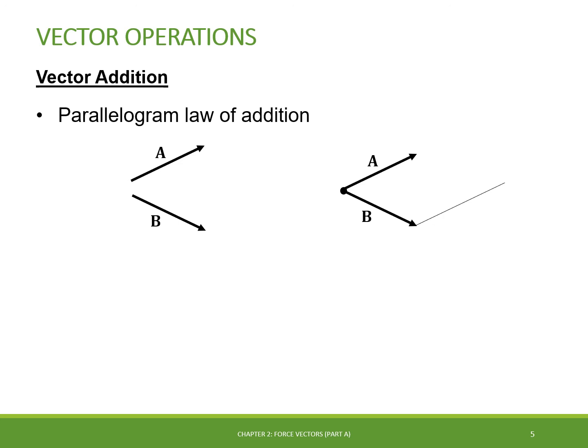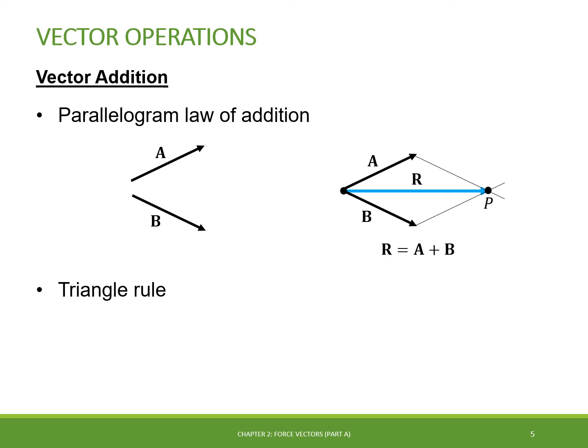Then, from the head of vector B, we draw a line parallel to vector A, and another line from the head of vector A that is parallel to vector B. These two lines intersect at a point P to form the adjacent sides of a parallelogram. Then, the diagonal of this parallelogram that extends to the point P forms a vector R, which then represents the resultant vector of the sum of A and B.